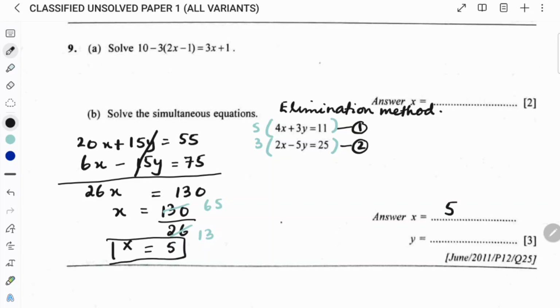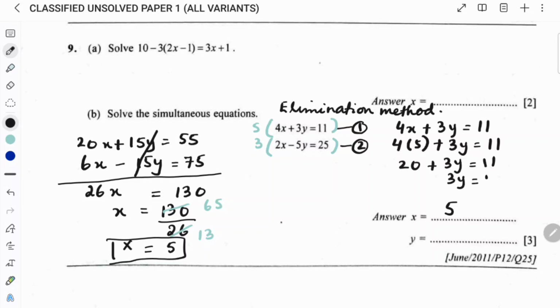Now we are going to find out the value of y. You can choose any of the equations. For example, if I keep it in the first equation, 4x plus 3y equals 11, that is 4 times 5 plus 3y. 3y we have to find out. 4 fives are 20, plus 3y equals 11.